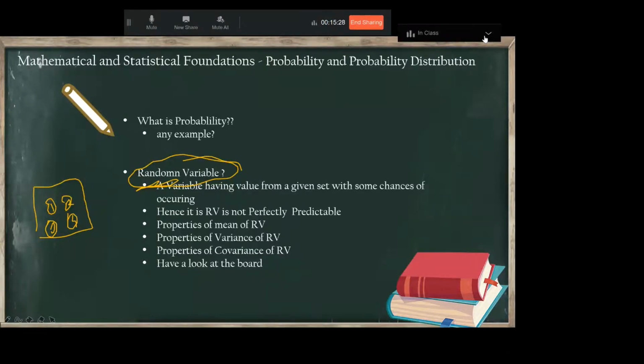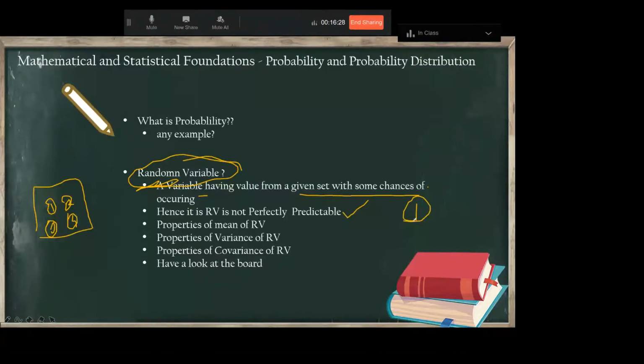Now you can realize that a random variable is not perfectly predictable, because if it were perfectly predictable, that would mean the probability is 100%, which is almost impossible. So we can say a variable having a value from a given set with some chances of occurring is a random variable. It's not perfectly predictable. Perfectly would mean 1, that I'm 100% sure I can pick the 10 of diamonds from the deck, which I can only be sure of if all the cards are 10 of diamonds, which is not possible.